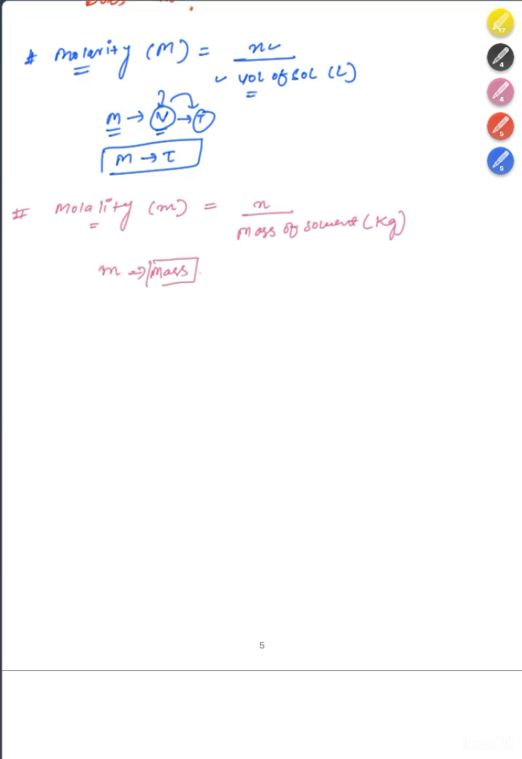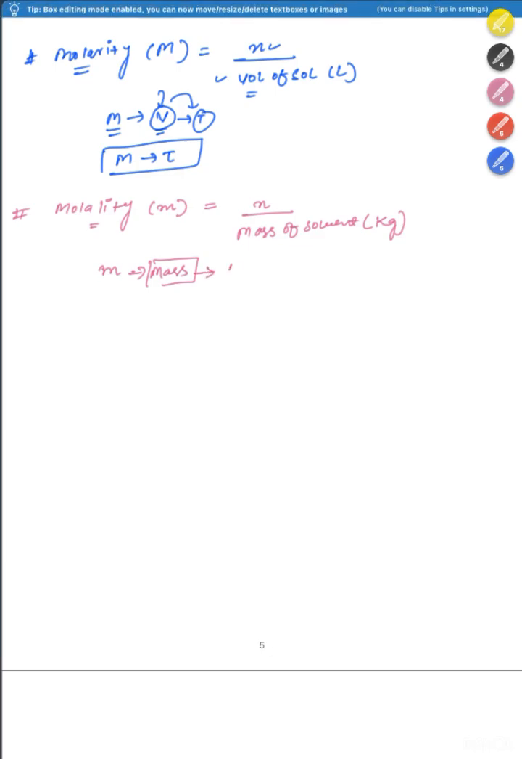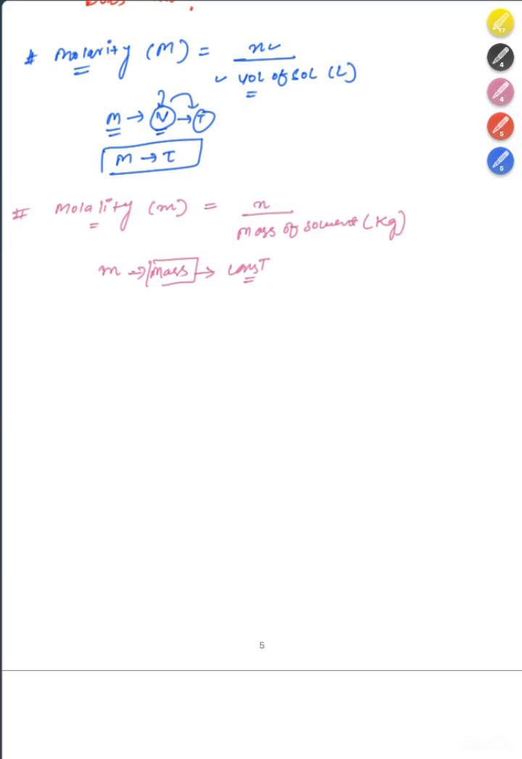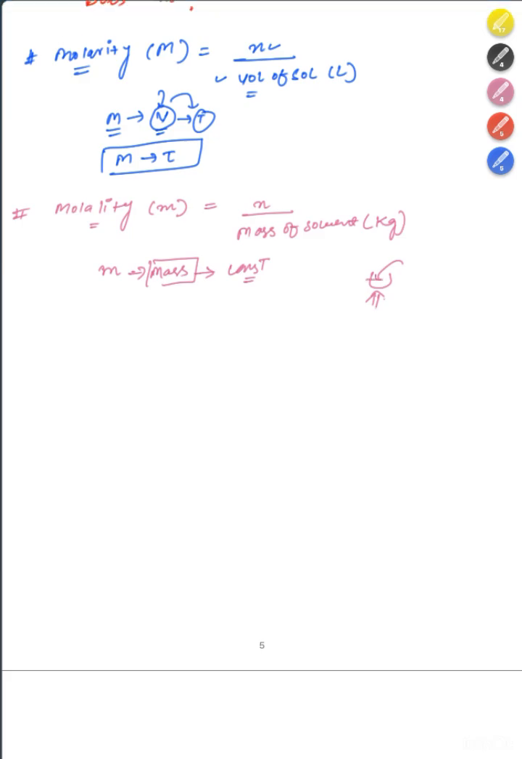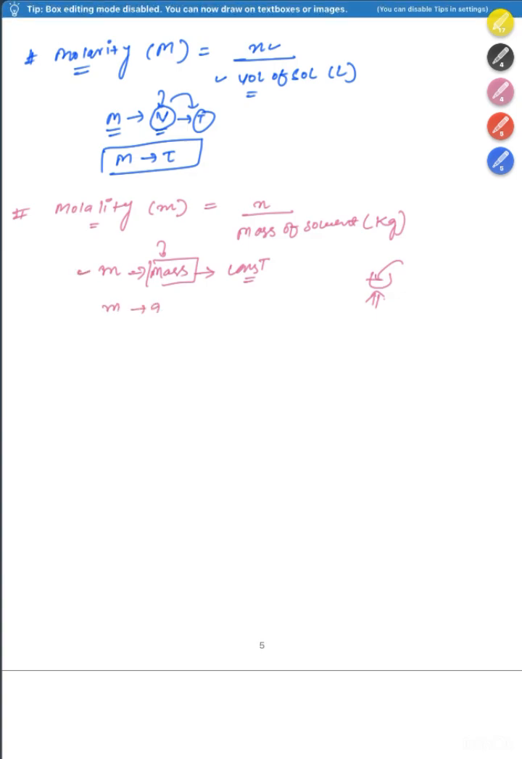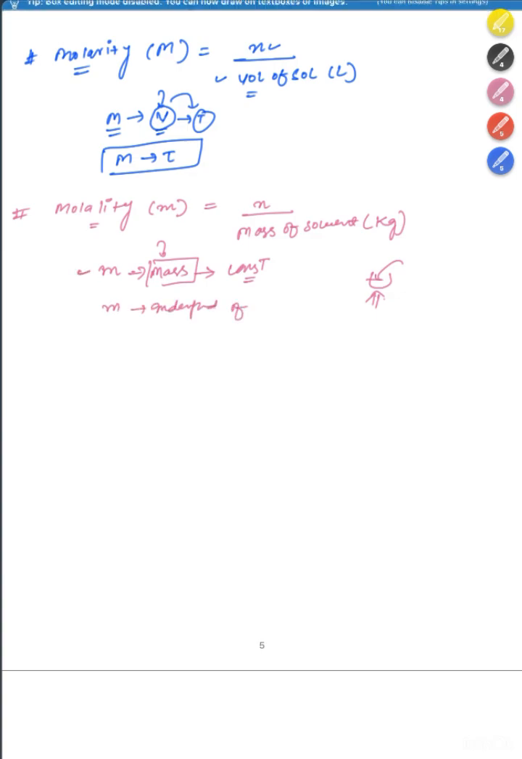You must know, as you have studied in physics, that mass is constant. It can neither be created nor destroyed. If you take the mass of any element and try to heat it, whether you increase the temperature or decrease the temperature, the mass will remain constant. Mass never changes. This means that molality is dependent upon the mass, but the mass itself is independent of the temperature. It remains constant. So in general, molality will also be independent of temperature. So this was about molarity and molality.